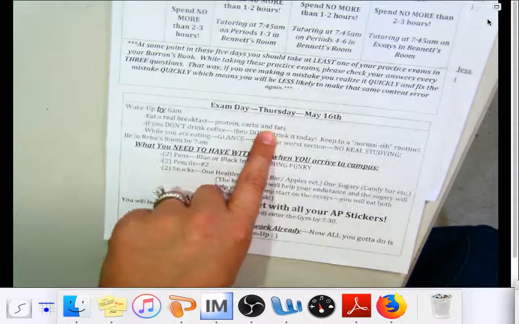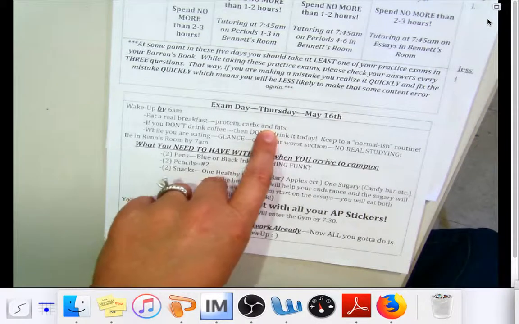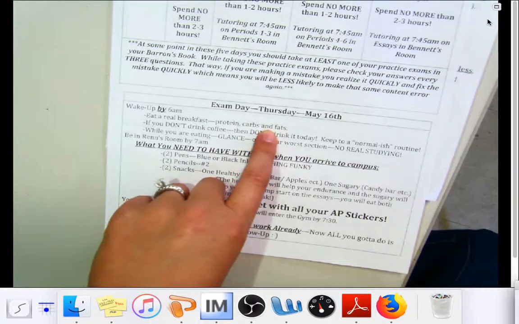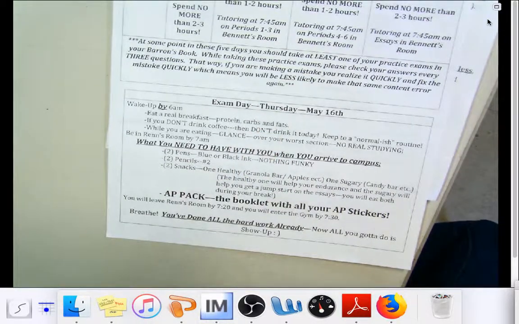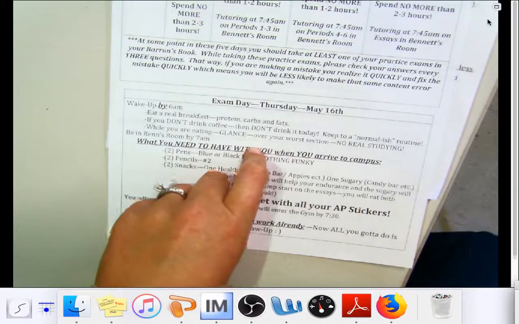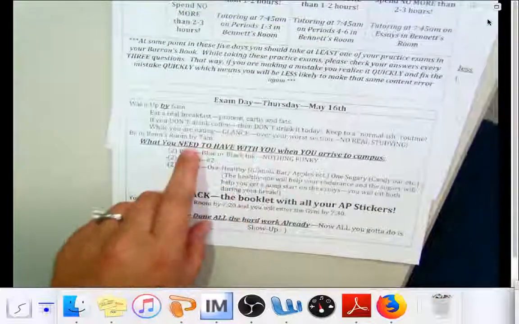You need to eat a real breakfast, not that Chick-fil-A shit. Even though every single year I have kids purposely walk in with big smiles on their face as they're eating their Chick-fil-A breakfast. Chick-fil-A is not healthy. Eat something, a good breakfast.